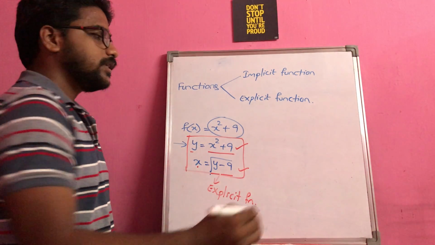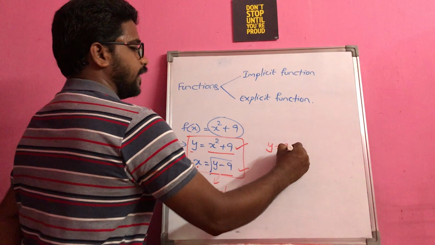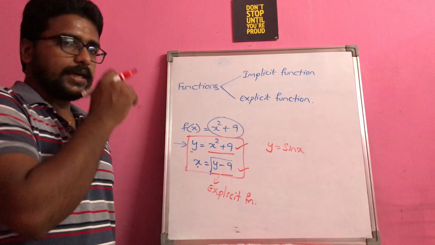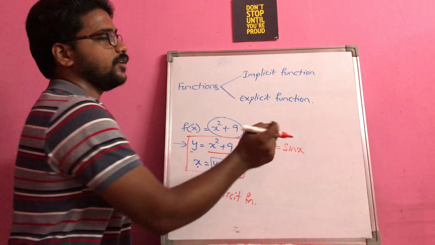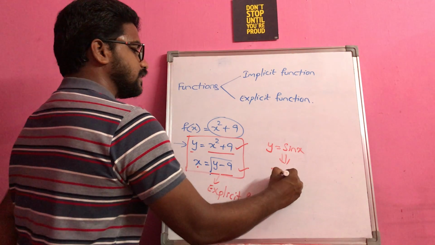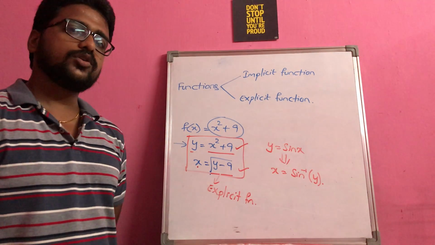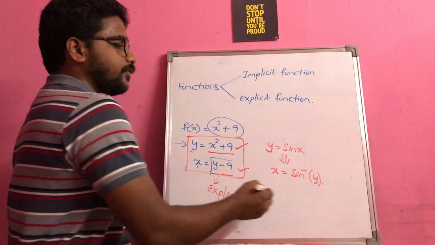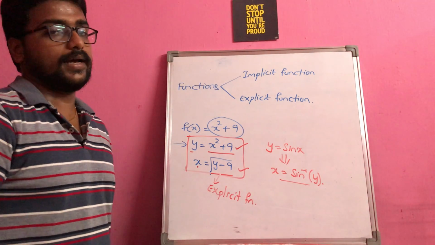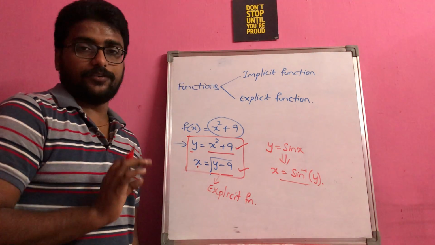Explicit function. See, for example, if I give you y is equal to sin x, you can see here y is represented completely in the form of x, and from this if I ask you the value of x, that is nothing but sin inverse of y. So this type of functions are called explicit functions.